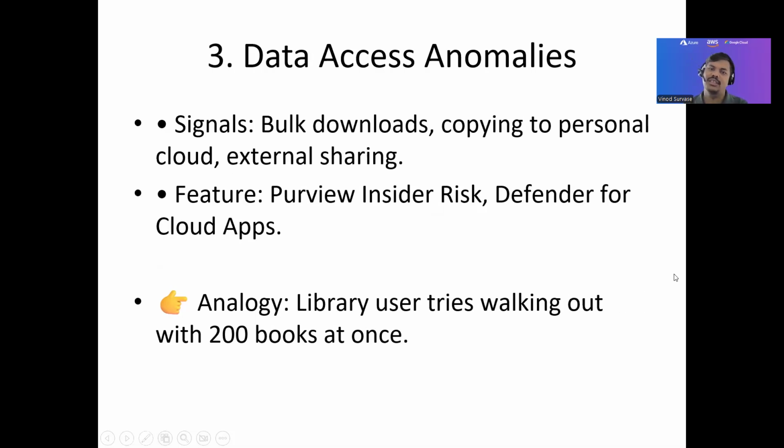So let's look at the third one, which is data access anomalies, right? And what are the signals, which include bulk downloads, copying to personal cloud storage, external sharing, and there are many more, right? It could be uploading, downloading, sharing, deleting, right? And all those activities would be captured. The features which are available and would help us to do this are Purview Insider Risk, which is going to identify whether this user is trying to copy, delete, share, or maybe upload some details or data, right? And Defender for Cloud Apps is also one of the areas where we can deploy the right set of policies, and basis on that we can put together the right set of controls there, right?